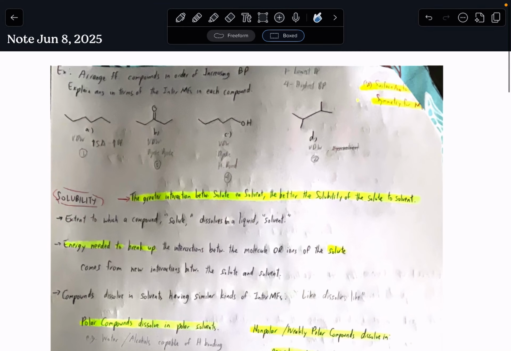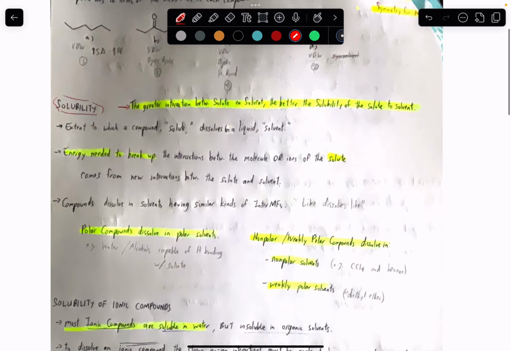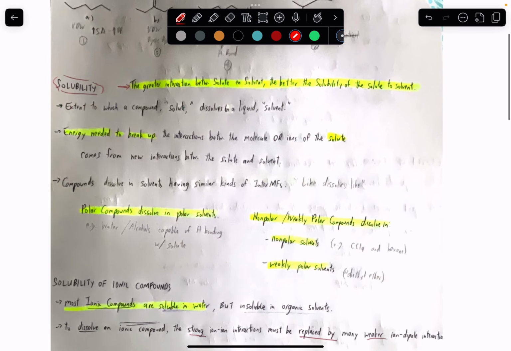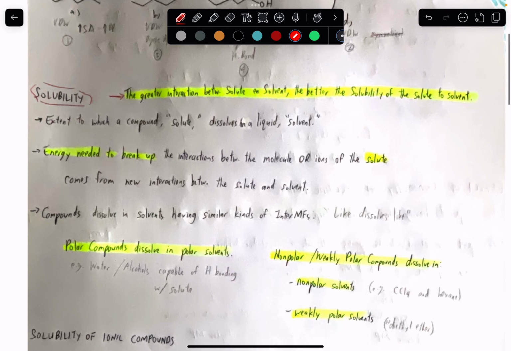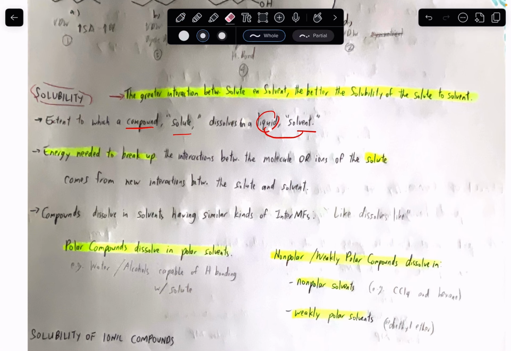Okay, so solubility, no? So basically, solubility involves a solute and a solvent, diba? Solute, for example, sugar, salt. We call that our compound. Solvent naman is our liquid, let's say water.